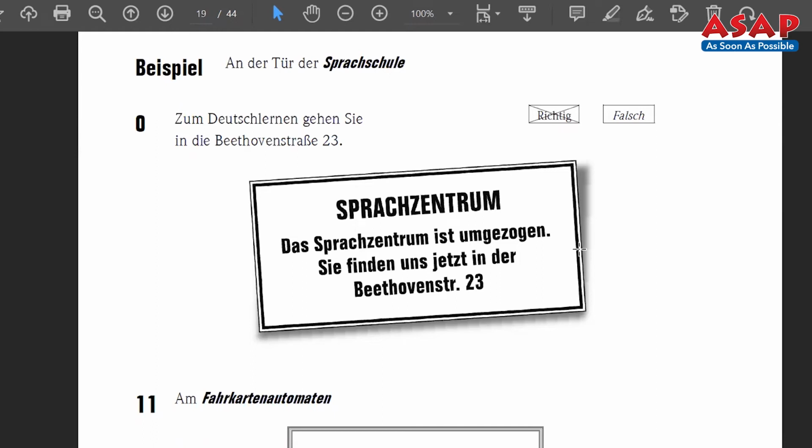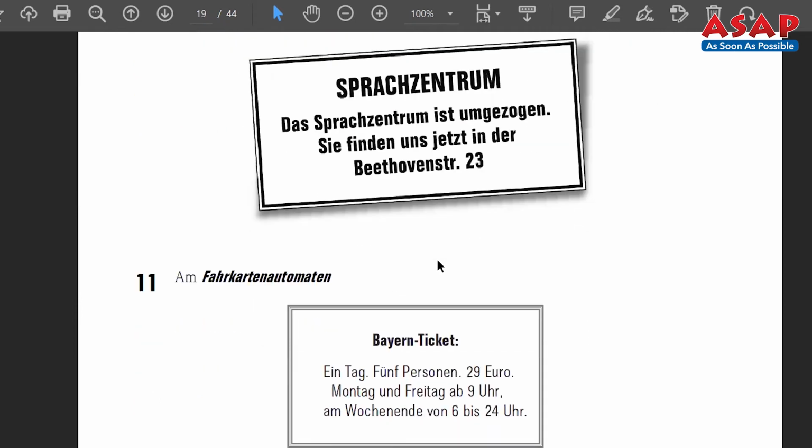Now you need to understand the sentence given here and the information given in that board, poster, or whatever it is, and then decide whether it is right or wrong. Richtig oder falsch. Again, if you don't understand the sentences, just because of the words, you cannot actually understand that.